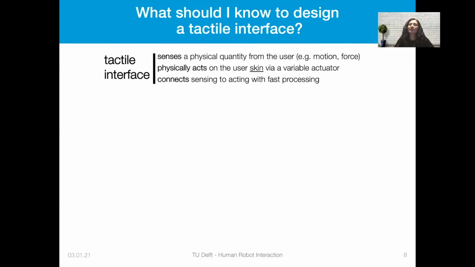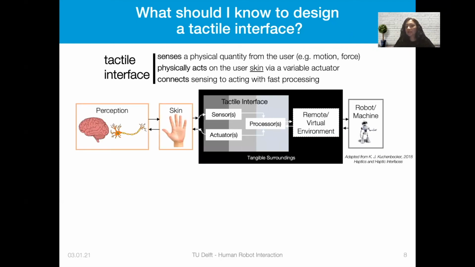So depending on this definition, we can draw this schematic. Here we have this tactile interface which has sensors, actuators, and processors that communicate with these sensors and actuators, and also communicate with a virtual or remote environment which is connected to a robot or machine. And these sensors and actuators are in direct communication with the user's skin. Depending on the skin deformations, this person can perceive different kinds of tactile sensations.